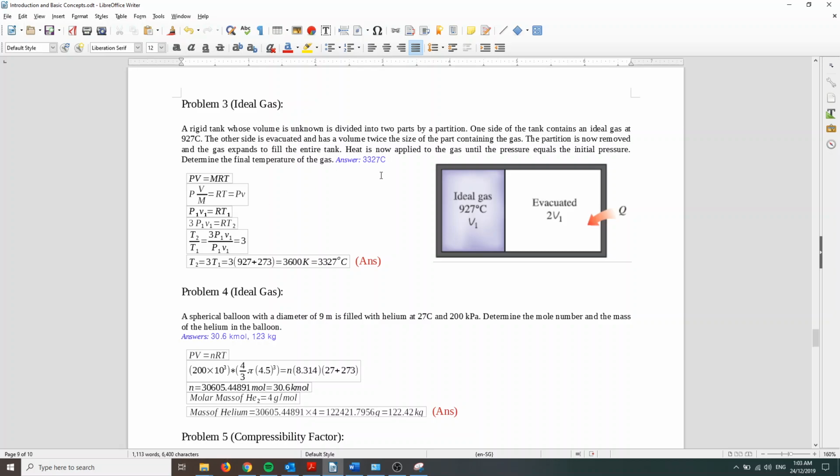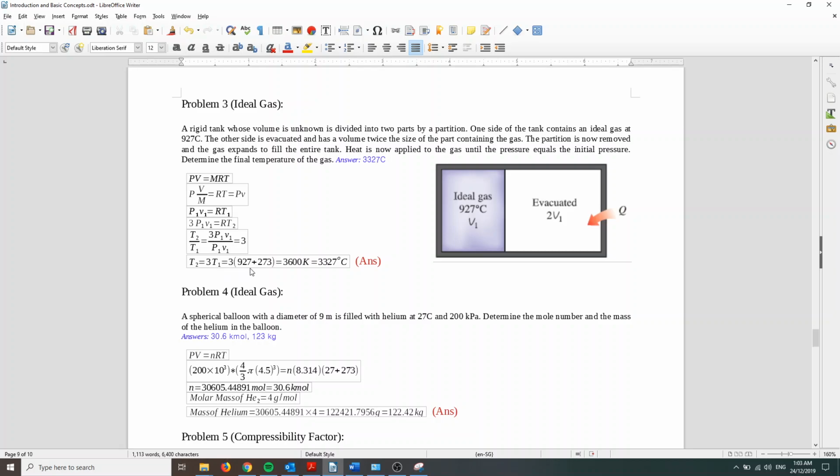But then when it reheats, it's supposed to be 3 P2 V1 equals RT2. Because you reheat until the pressure is equal to the initial pressure, I replace P2 with P1 because it's the same. From here, you just manipulate the equation such that you can see that T2 over T1 has a ratio of 3. Just take note when you do this, make sure you convert the temperature to Kelvin. So basically T2 is just 3 times T1.